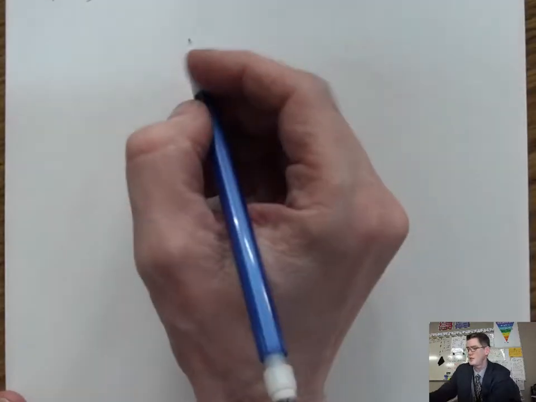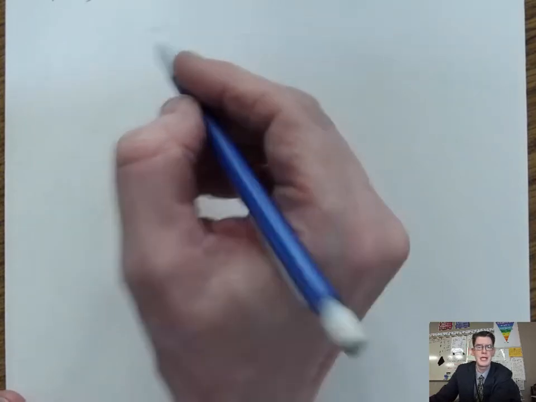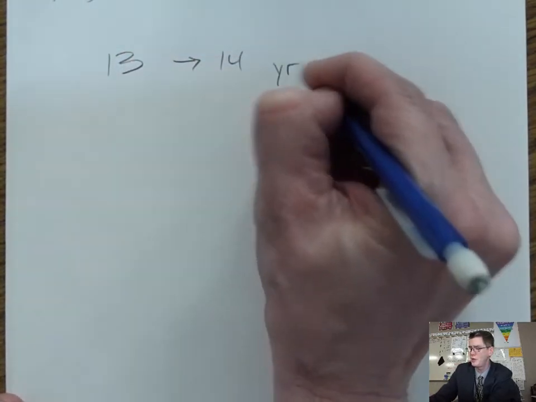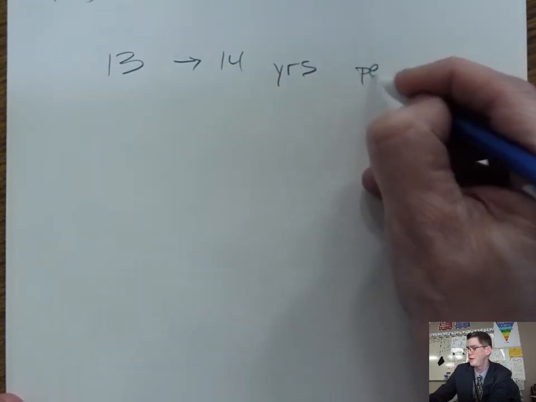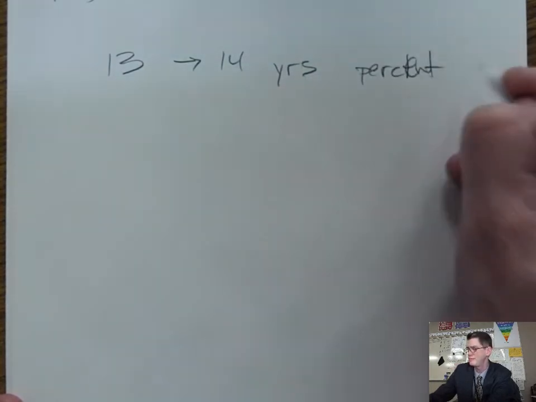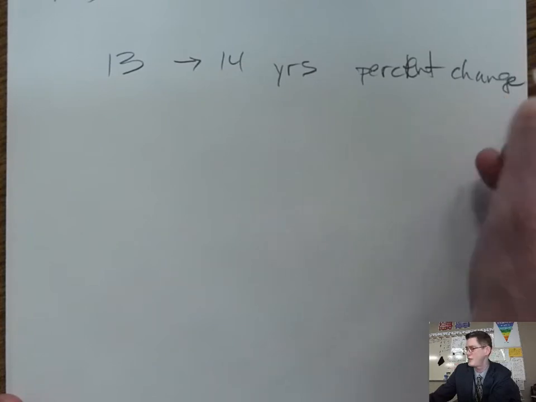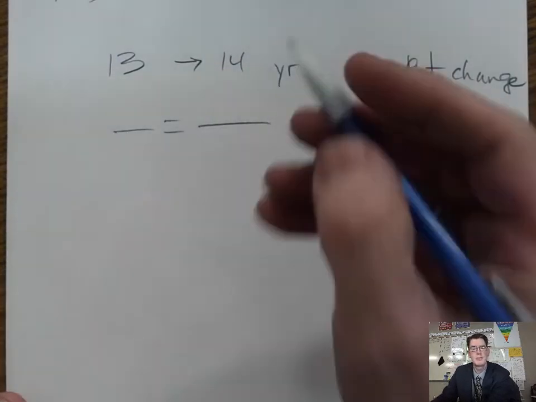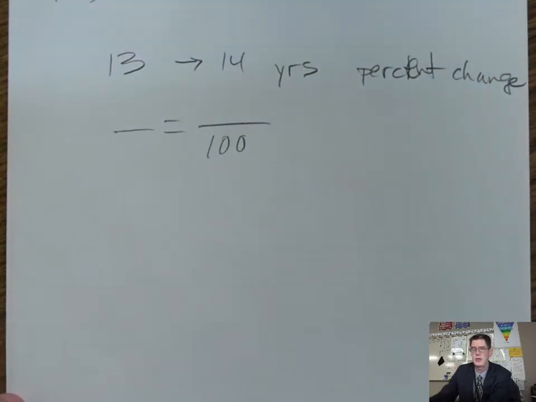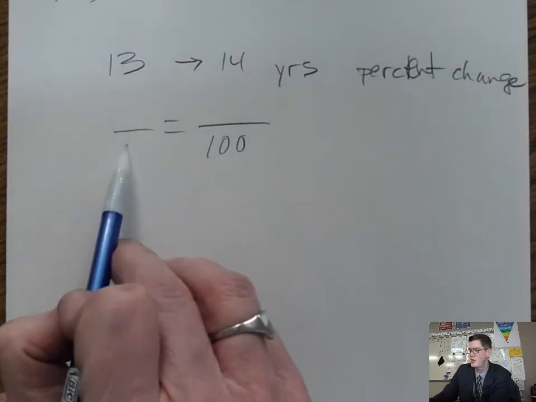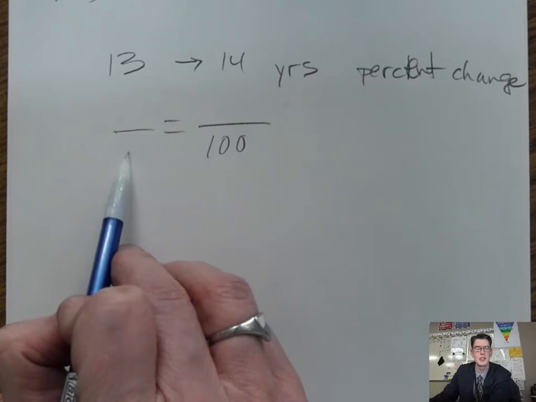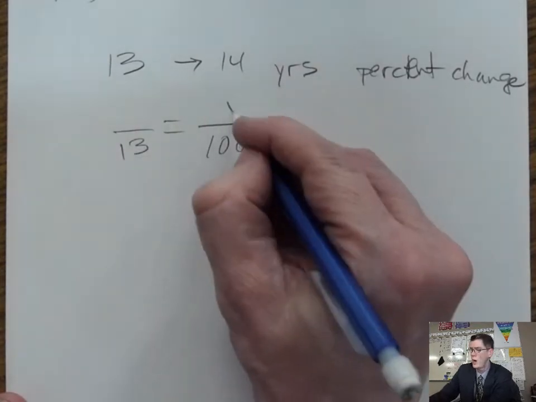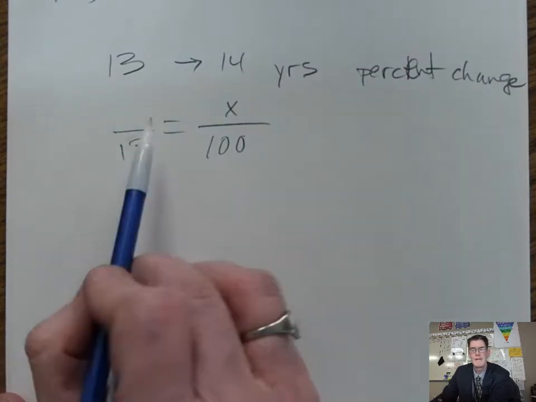So for example, let's say that I want to know what percent change you go through when you go from the age of 13 to 14 years old. So please find the percent change. Well, you've got the tool. What's the percent change? Well, there's the 100. What's the whole? What's the original? What's the starting? What's the main amount? The main amount is 13. What is the percent change? And how much did it change?